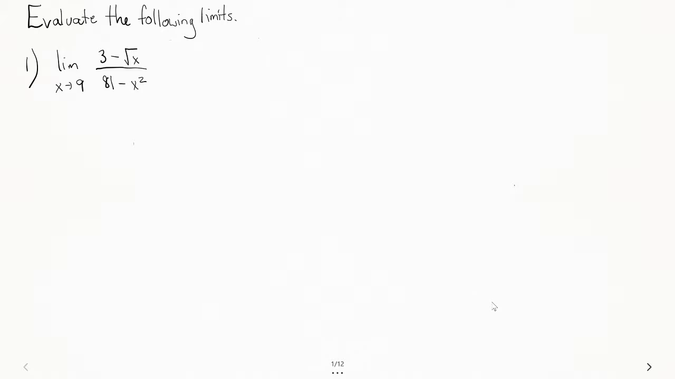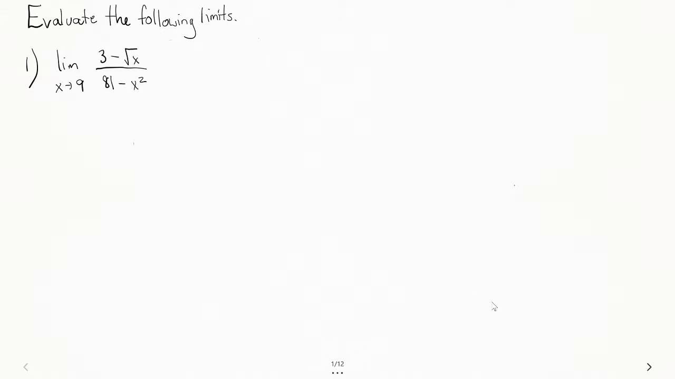So without further ado, let's go ahead and get started. We want to evaluate the following limits. That's going to be the focus of today. And so the first one we're going to talk about is this limit as x approaches 9 of (3 minus square root of x) over (81 minus x squared). How do we go about doing this?